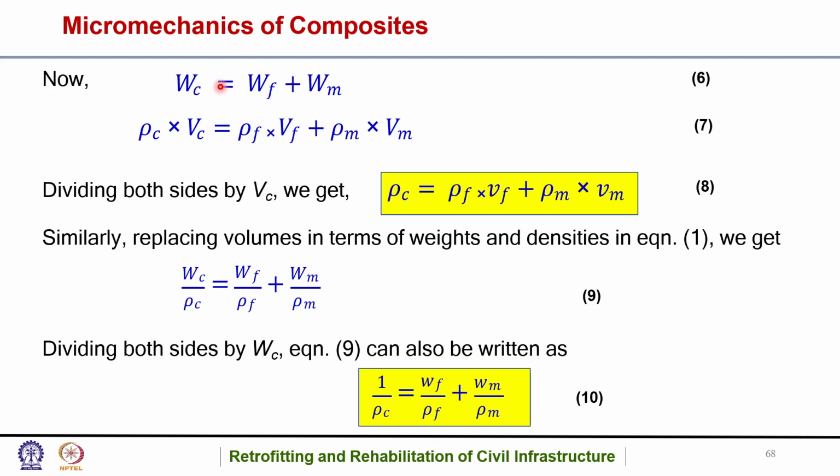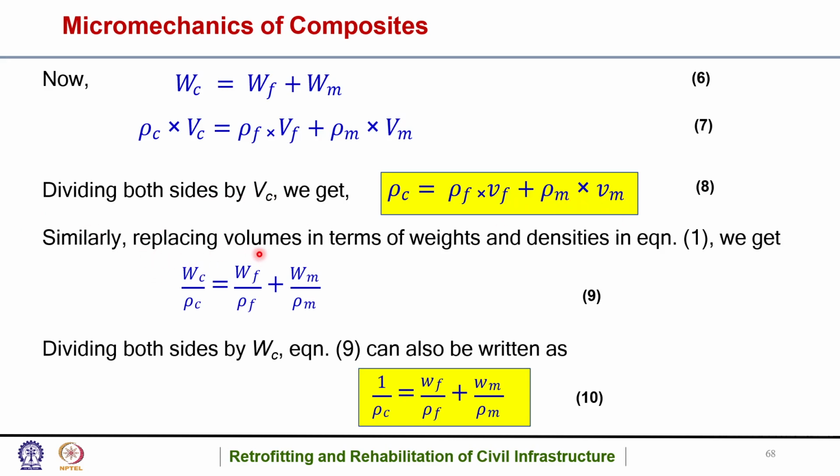So capital WC is equal to capital WF plus capital WM, and therefore this can be written as rho into V, right? Density into volume is weight. So this implies rho C into VC is equal to rho F into VF plus rho M into VM. If we divide both sides by VC, we get rho C equal to rho F into small vf plus rho M into small vm.